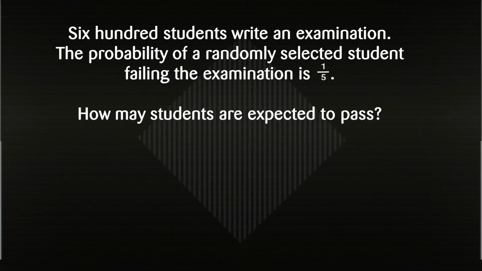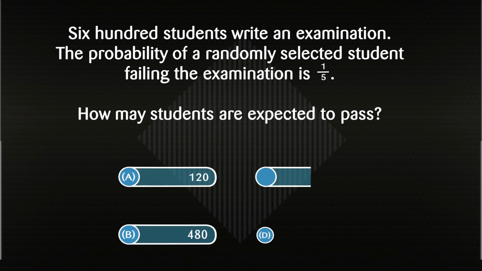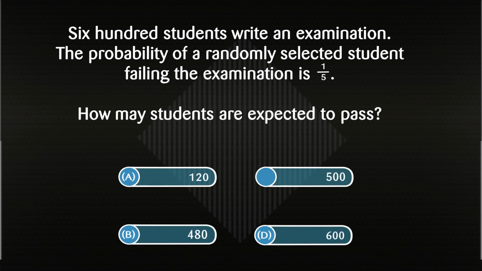So the solution for this question is A. 600 students write an examination. The probability of a random selected student failing the exam is 1/5. How many students are expected to pass?